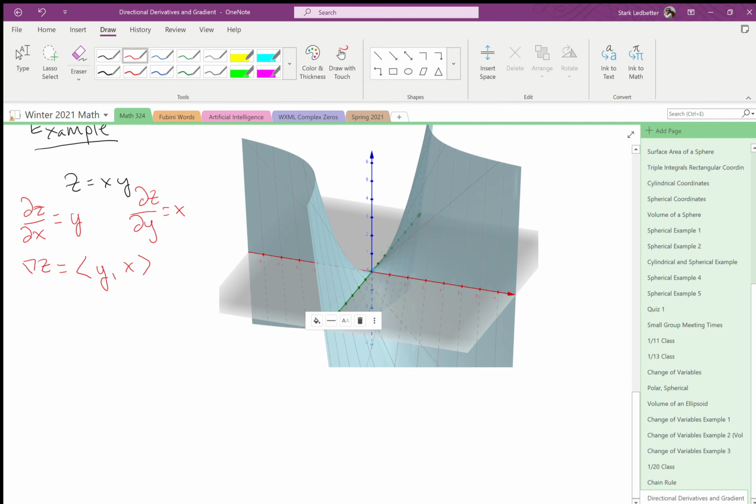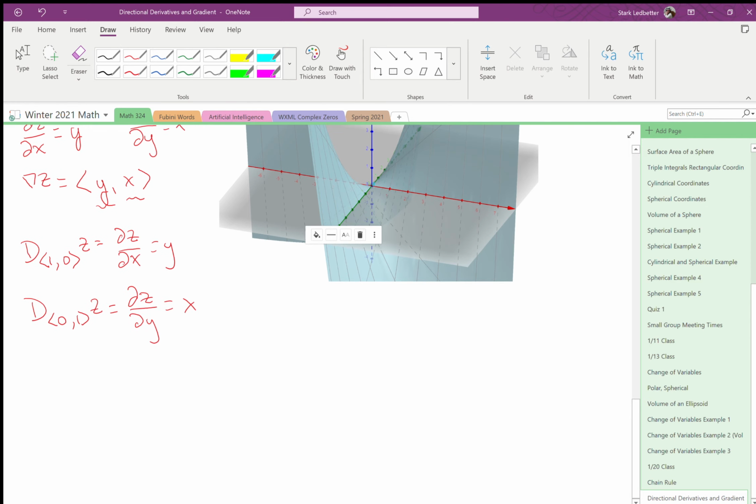Okay, now as we know, the directional derivative in the direction 1 comma 0 of z is just going to be the dot product of 1 comma 0 with this gradient. And it actually is just the partial derivative of z with respect to x, which is y. And the directional derivative in the direction 0 comma 1 of z is the partial derivative of z with respect to y, the second component, which is x.